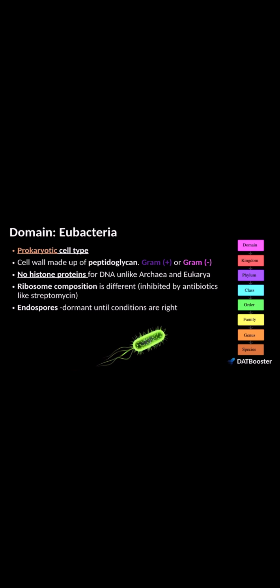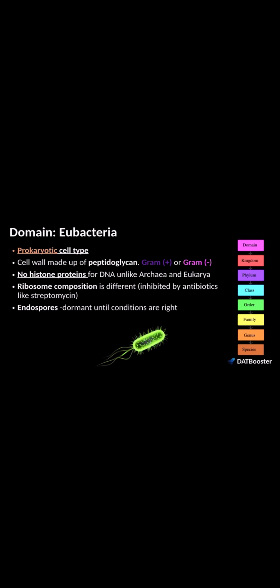And a key characteristic of bacteria is the fact that they do not have histone proteins for their DNA, unlike both archaea and eukarya. And they have a 70S ribosomal composition because they're a prokaryotic cell, but it's different from archaea, and because it's different, we can target that using antibiotics like streptomycin.